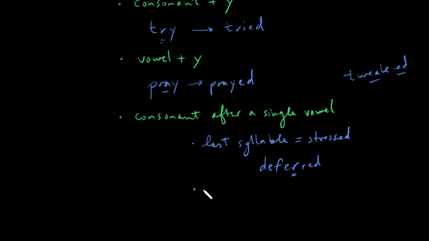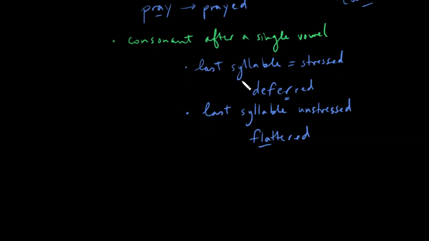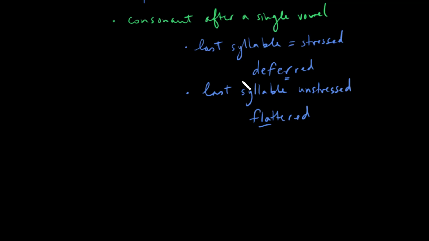By contrast, if we have the last syllable unstressed, okay, the last syllable is unstressed. An example would be flatter. Flatter, right? You can hear that the first one is stressed here. Then we just add the -ed ending, and we don't double the consonant. That's kind of tricky, isn't it? But you really have to get an ear for that, and the more you start seeing the pattern, the easier it gets.